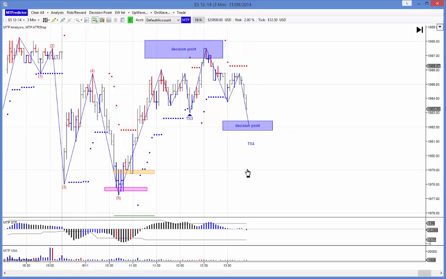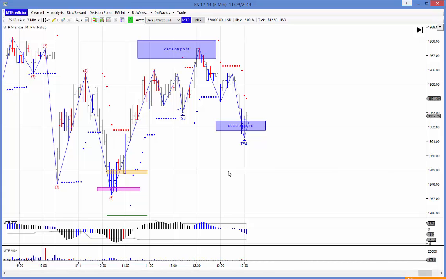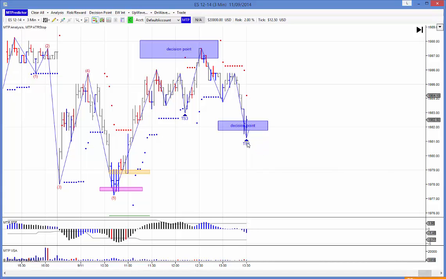Let's see what happened. Market came down and then actually made a TS4 buy setup, but look where it came in, right at this anticipated support zone. Therefore this was a good one to take.